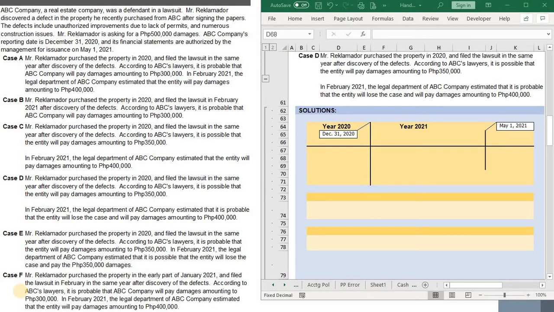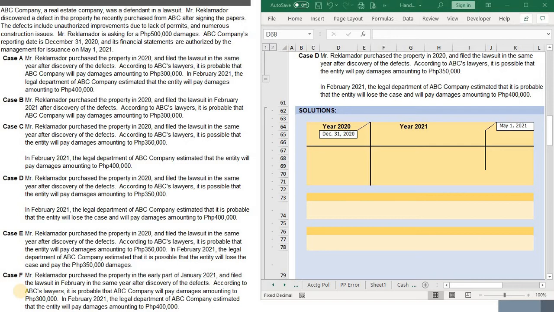So now let us proceed to case D. Mr. Reclamador purchased the property in 2020 and filed the lawsuit in the same year after the discovery of the defects. According to ABC's lawyers, it is possible that the entity will pay damages amounting to 350,000 pesos. In February 2021, the legal department of ABC Company estimated that it is probable that the entity will lose the case and will pay damages amounting to 400,000 pesos. Again, the relevant dates are December 31, 2020 and May 1, 2021.